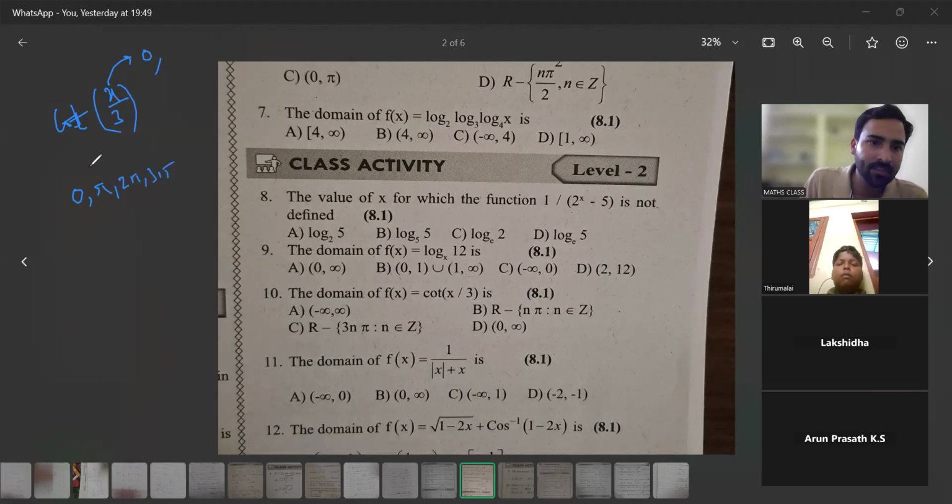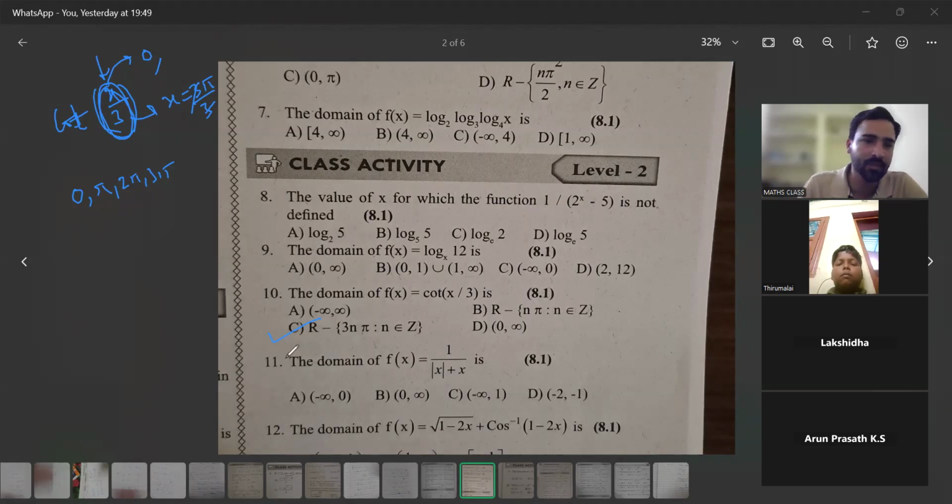So again, for which value of x will this become pi? If I put x equals to 3 pi, then 3 pi by 3 will become pi. That means this value of x should be a multiple of 3. So this option is correct: R minus 3n pi.